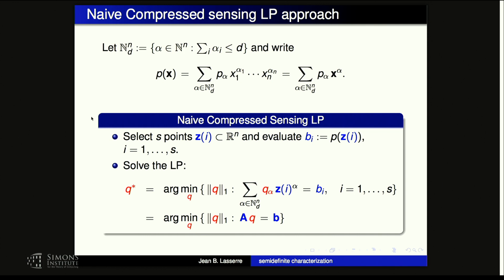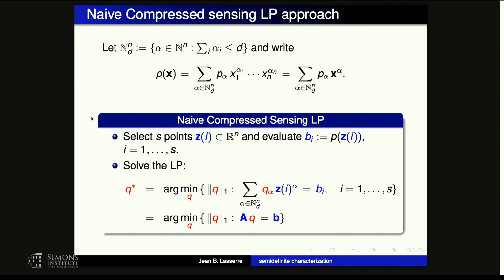So what would be another method to recover your polynomial would be what I call here the naive compressed sensing. So your polynomial is given like this, so you don't know the coefficients. You assume you have a bound on the degree, and the naive LP would be the following. You evaluate your polynomial at some arbitrary points. They give you b_i, that you know. And then you say, okay, I'll look for the vector of coefficients of my polynomial. So this is the evaluation at the point z_i, okay? The q are the unknowns, and then you minimize the L1 norm. So that would be a very naive way to do it, okay?